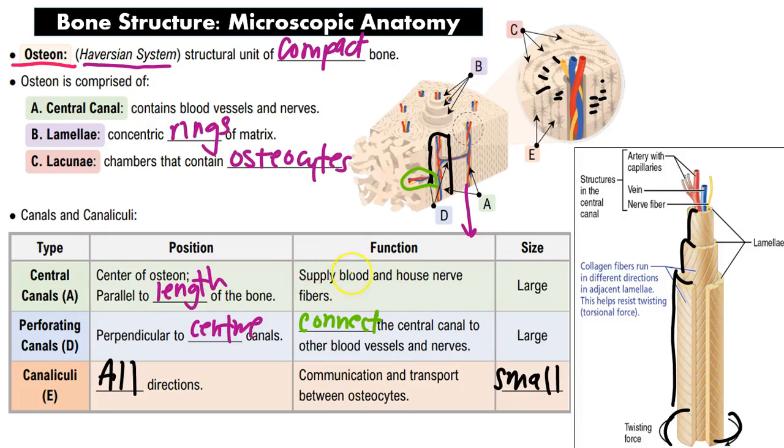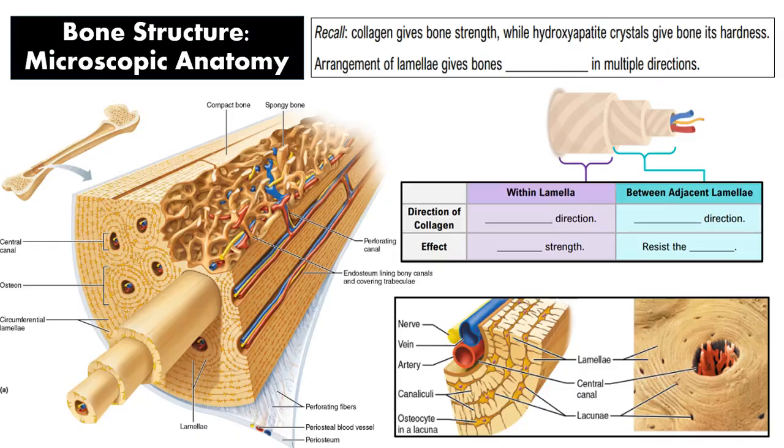Now, central canal, we already know, is going to supply blood and house nerve fibers, and both central canals and perforating canals are very large. And we're not saying ginormous because we're talking about microscopic, but we're saying they're large enough to house those blood vessels and nerves. Now let's get into a little bit more detail about the lamellae, because that's something that could be harder to understand, especially since we're talking about concentric rings of matrix. And of course, they're made of collagen fibers as well. So let's get into some of that detail.